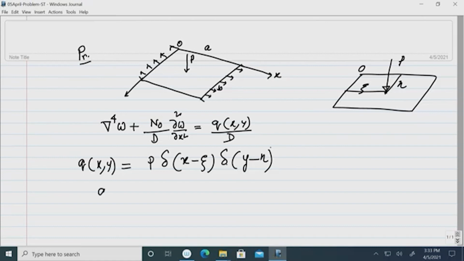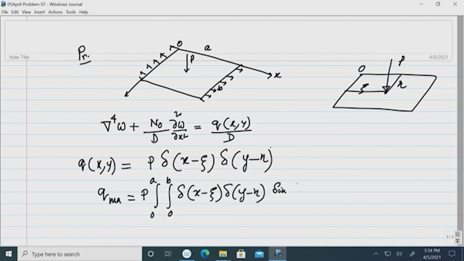So, therefore, the expression Q_mn that is required to find out is nothing but the double integral 0 to a, 0 to b, and instead of q(x, y) we now write this. P I can take outside, and delta(x minus xi) delta(y minus eta) and the function sine, because we are taking the first term. So, let m is equal to n is equal to 1. So, sine pi x by a sine pi y by b dx dy.